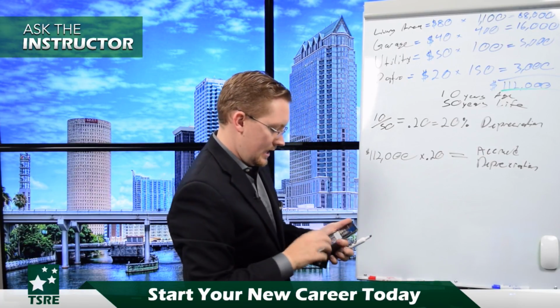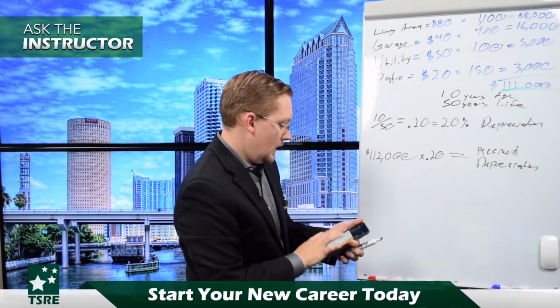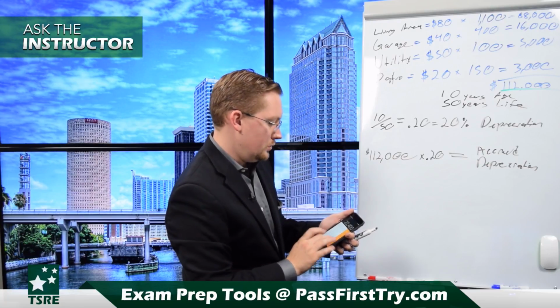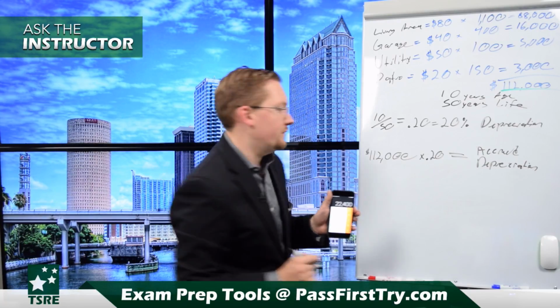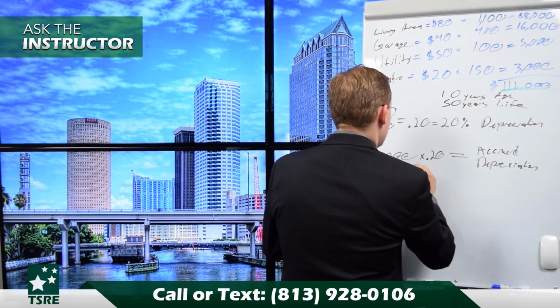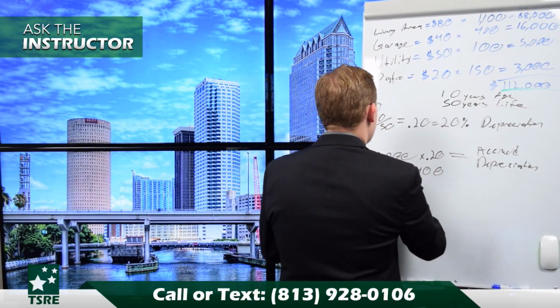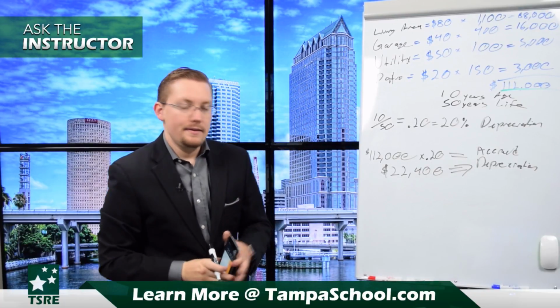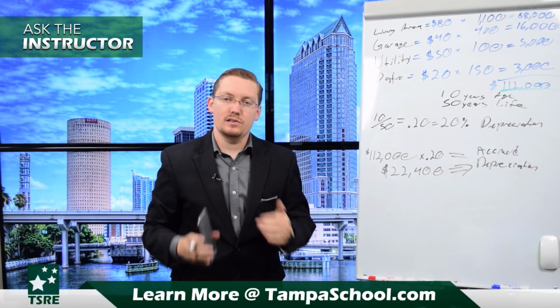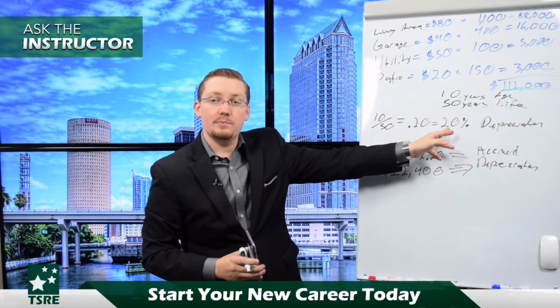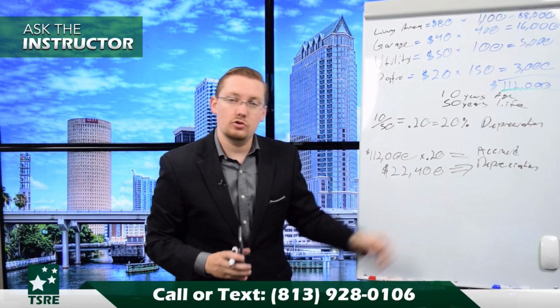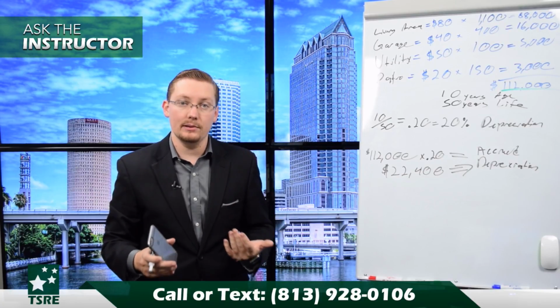And when we multiply that out, we're going to end up with our accrued depreciation. So let's pull out our handy dandy calculator here. $112,000 times 0.2. That gives us $22,400 of accrued depreciation. So this building that cost $112,000 brand new, since we used up 20% of its life, 10 years out of the 50 years it's supposed to last, we've lost about $22,400 of the building value.